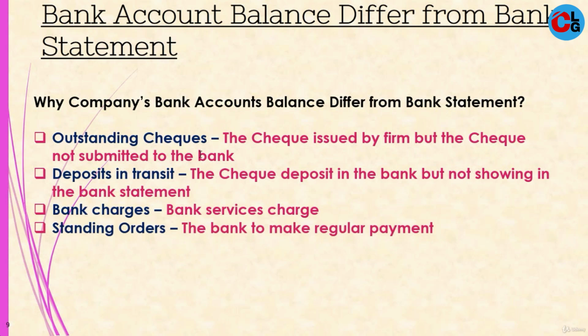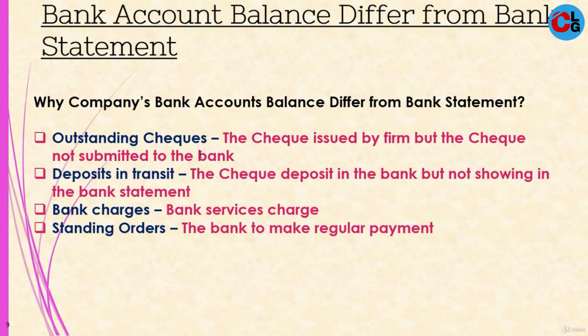Every month on this day, money needs to be transferred for the rent or electricity, something like that. So every month the bank pays regularly on behalf of our company, like electricity, rent, something like that. At that time our company's bank account does not show this standing order, but the bank statement does. This is how the bank statement differs from the company's bank account.